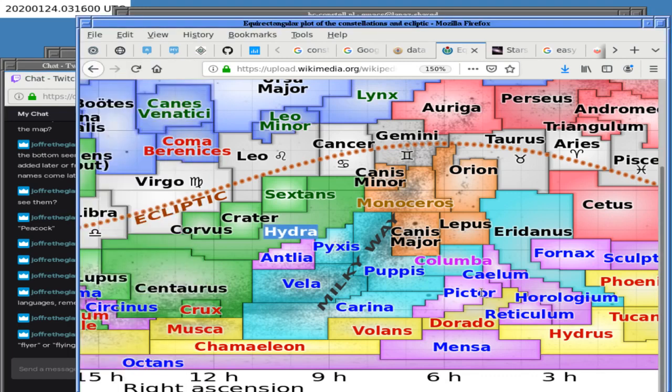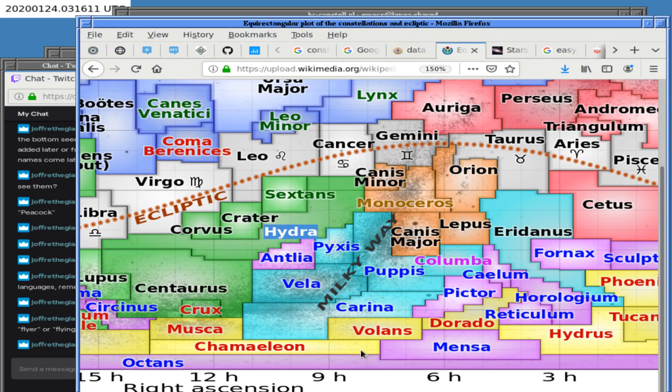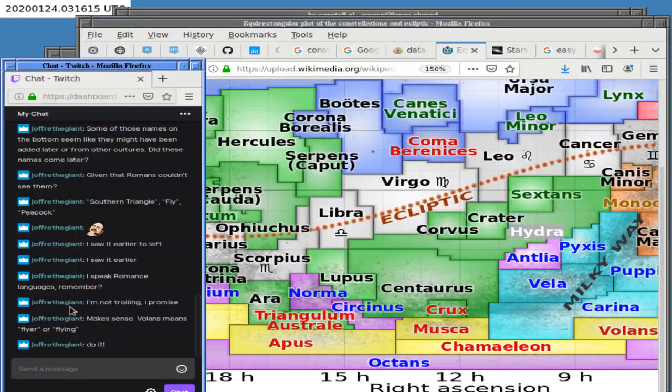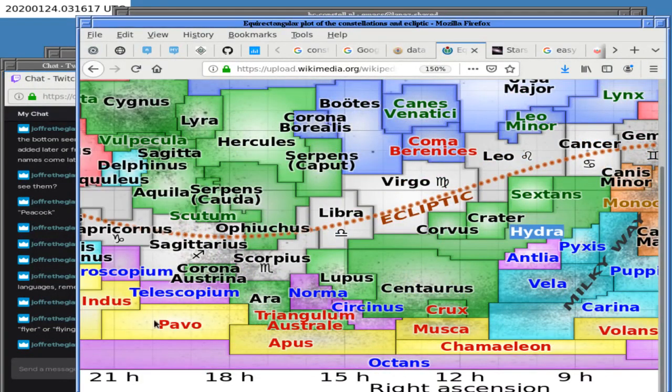And some of these, I'm just going to rant about this for a while. A lot of these constellations had longer names originally. For example, Mensa used to be Mons Mensa, Table Mountain. Yeah, do it. I will rant away. Centaurus, no, this was good.